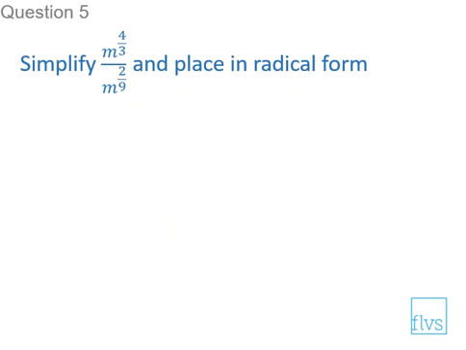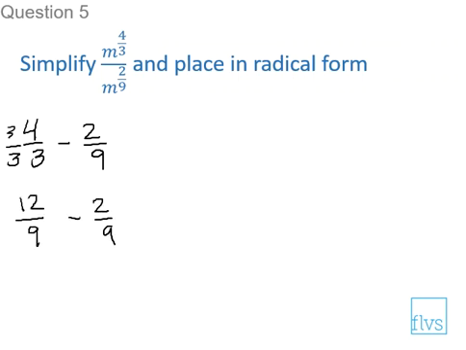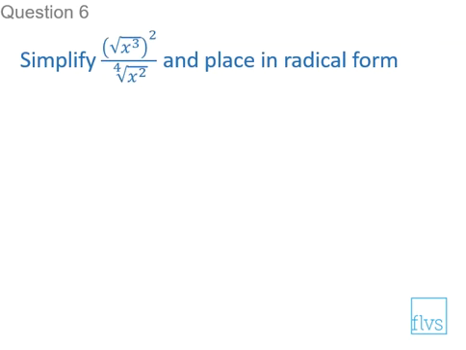All right, same concept again. So we're going to subtract 4/3 from 2/9. The common denominator here is 9, so we're going to multiply by 3/3, giving us 12/9 minus 2/9, which would be equal to 10/9. Can we reduce 10/9? We cannot. So we're going to put that back into radical form, and we get the 9th root of m to the 10th power. All right, one last example.